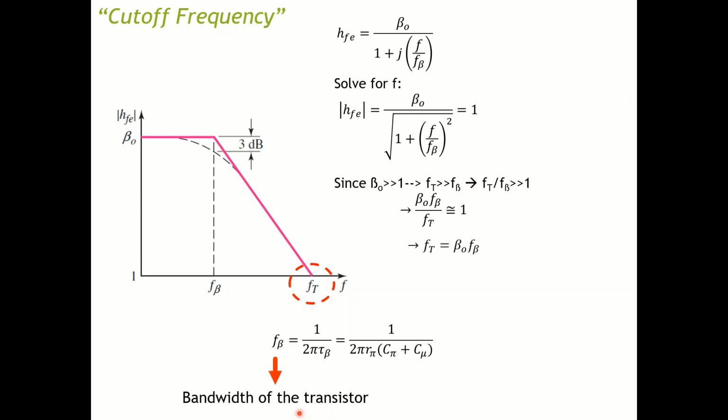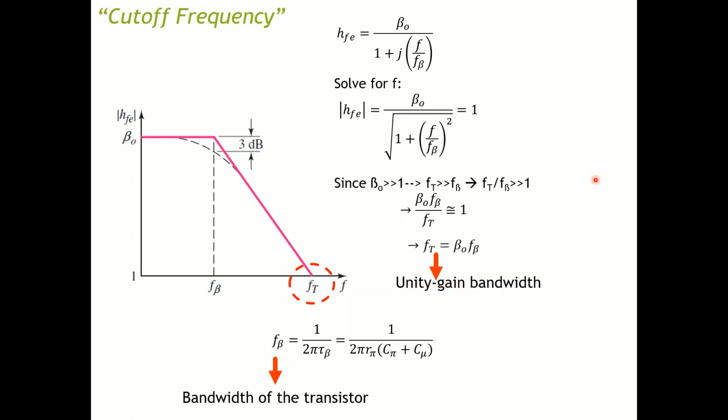Some fun facts here. This beta corner frequency or beta cutoff frequency is also called the bandwidth of the transistor. Why? As you see here, it's literally the bandwidth that allows the current gain to stay at its maximum value. This FT is called the unity gain bandwidth.